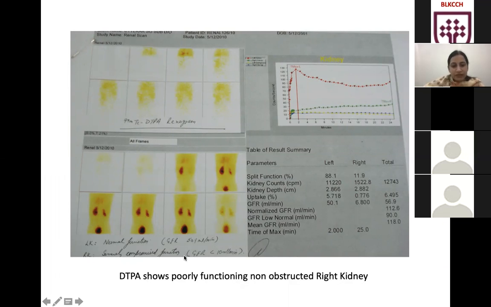Another scan which shows a poorly functioning non-obstructed right kidney. Here the drainage curve is okay, but the function of the kidney itself is diminished. So the uptake of tracer, the perfusion peak, is much lesser than that of the left kidney.